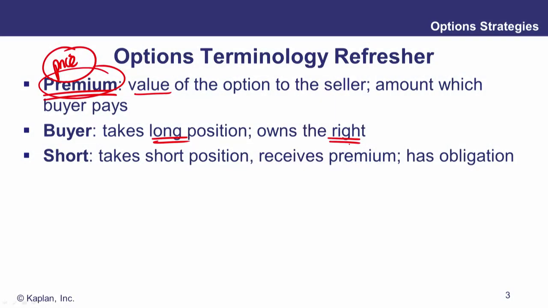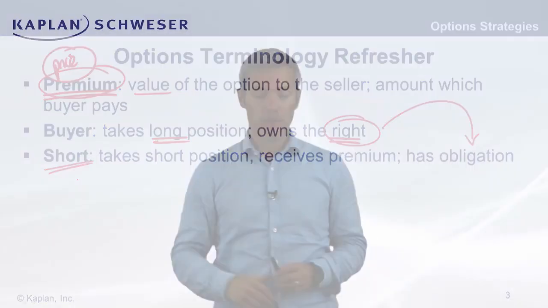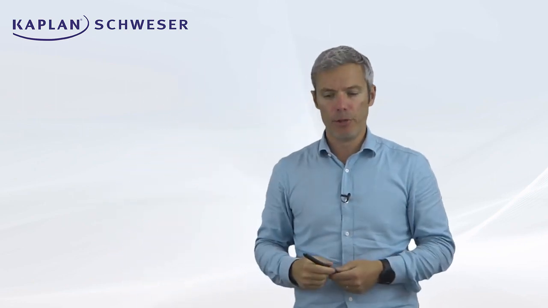Don't forget that the buyer has the right to exercise the option. That does lead to an obligation on the short side to fulfill that transaction. So if you sell a call to somebody else, that other person has the right to buy. If they choose to exercise it, you have the obligation to sell to them. Okay?